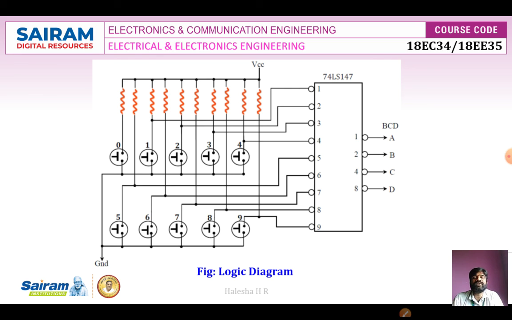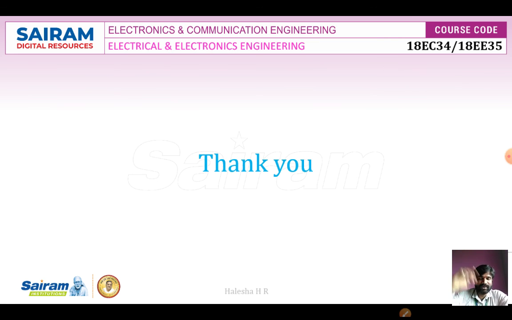Clear? When the switch is open, it provides output 1, so it is not selected. If the switch is closed, it provides output 0, and 0 means it is selected. Suppose switch 2 is closed, it gives 0. That 0 selects input 2 and gives the corresponding output. So this is the interfacing of a 10 key keypad to the 74LS147, which is a decimal to BCD encoder. Clear, no? So with this, both encoder and decoder are completed. Thank you.